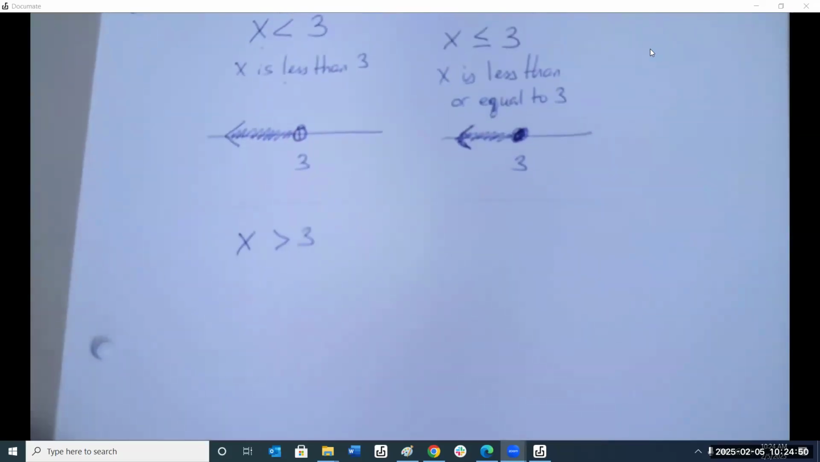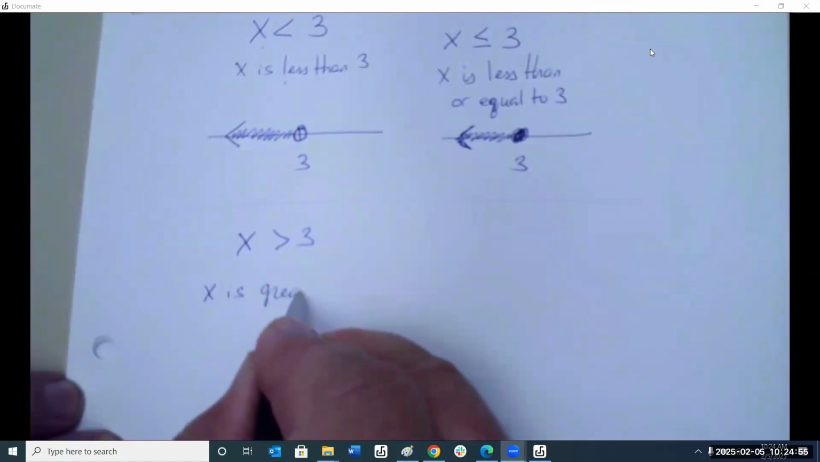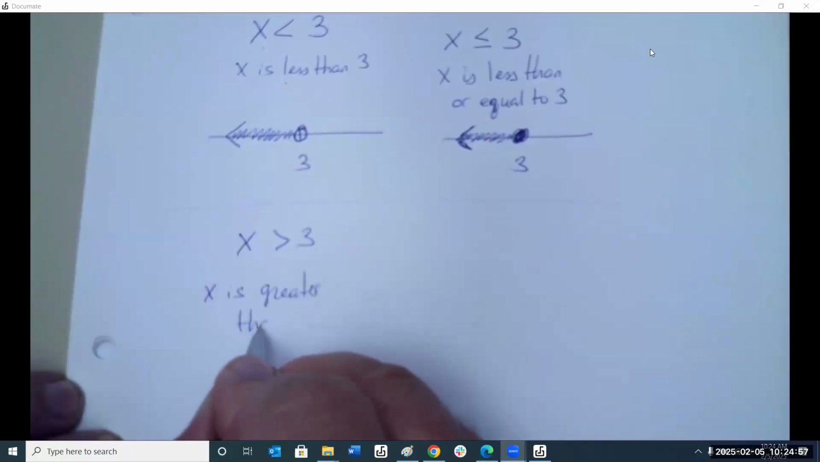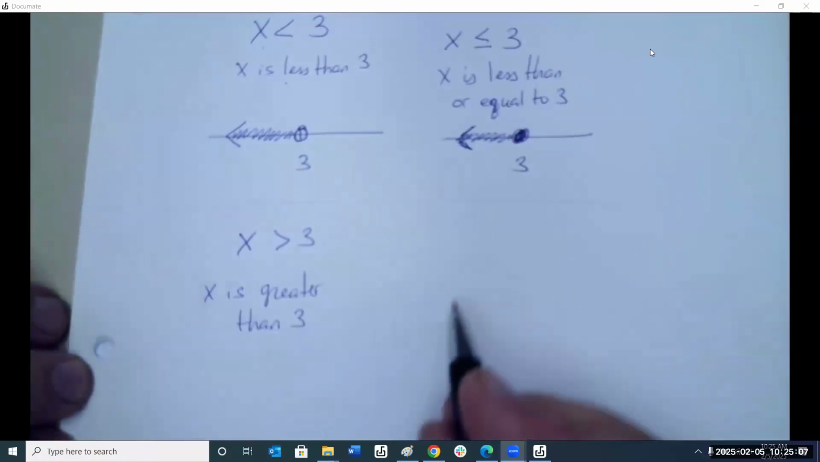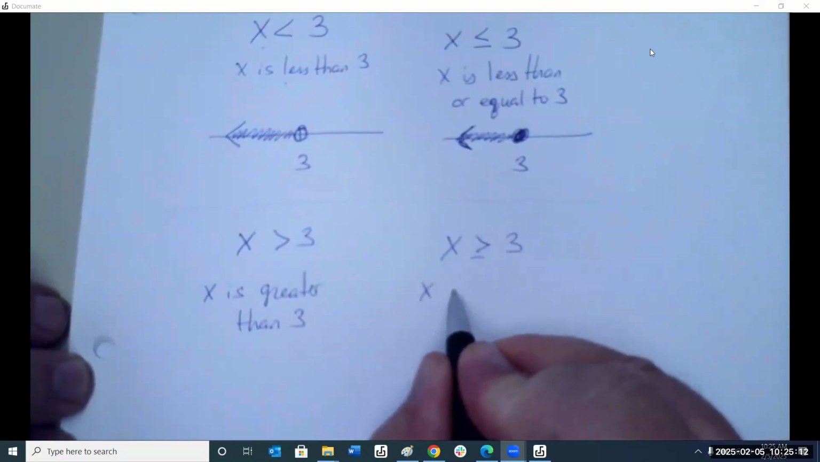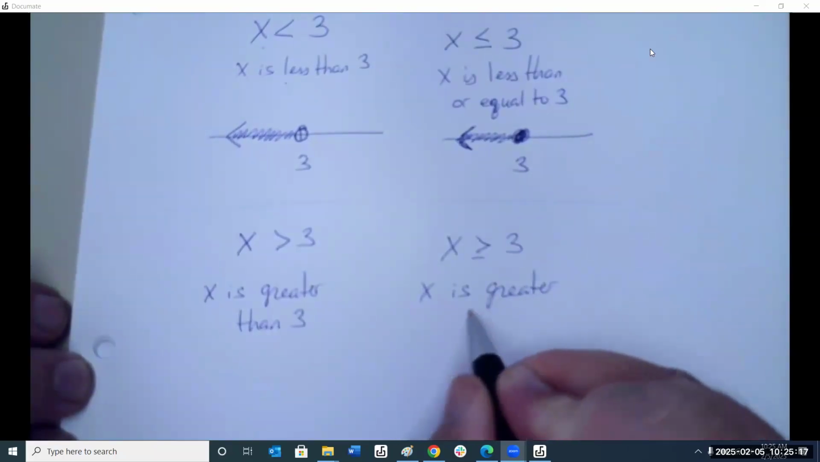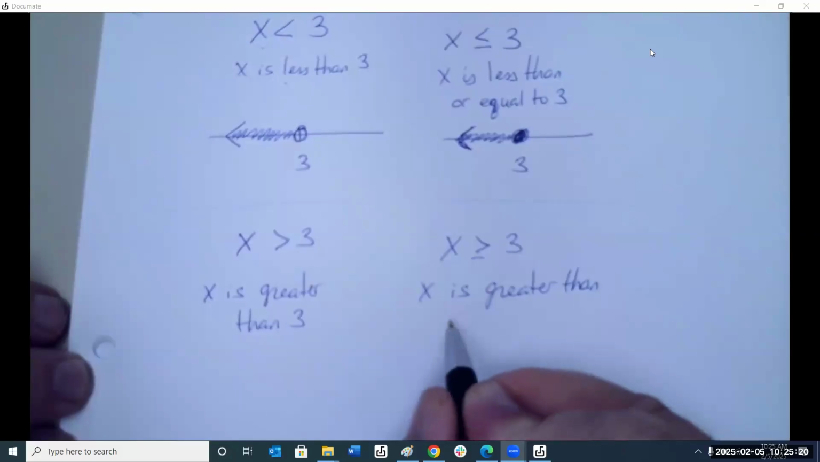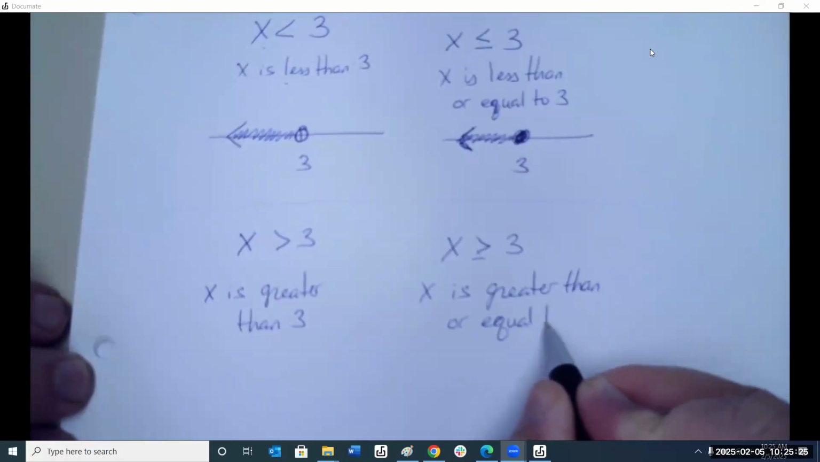That one, x is greater than 3. You've probably heard a phrase like this: the alligator goes for the bigger piece of meat, the lion goes for the bigger piece of meat, as opposed to this one. X is greater than or equal to 3.